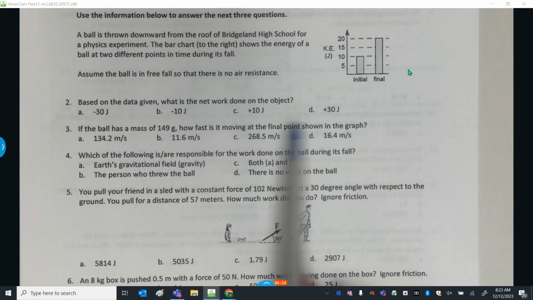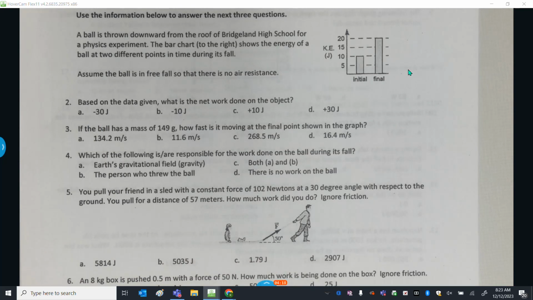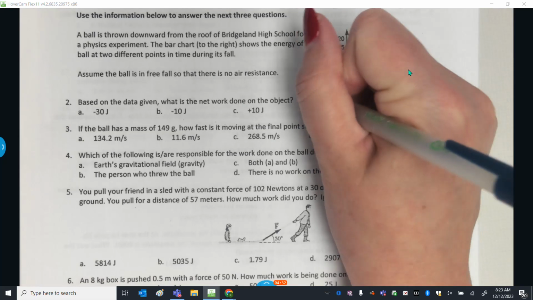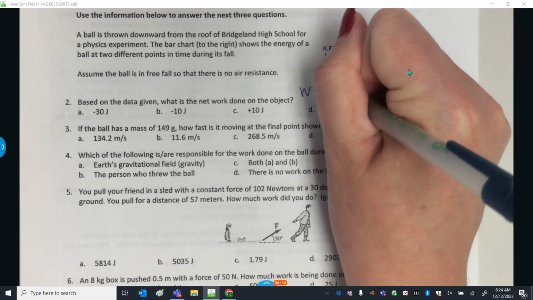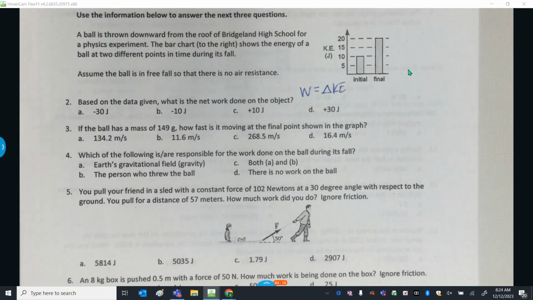If we look at this first question, it says, based on the data given, what is the net work on the object? Net work is going to be net force times displacement if we have that information, which we don't. But you should also know that your net work is equal to your change in kinetic energy. And I do have that information.